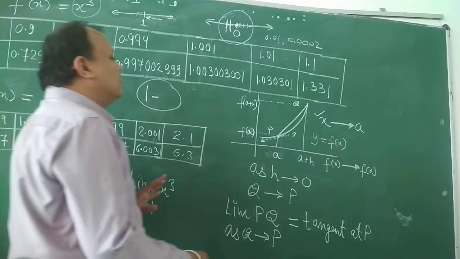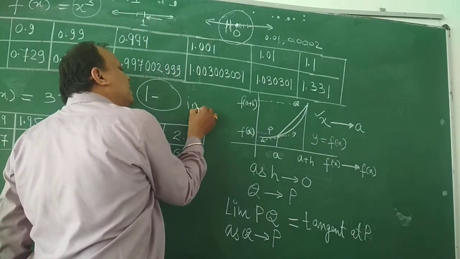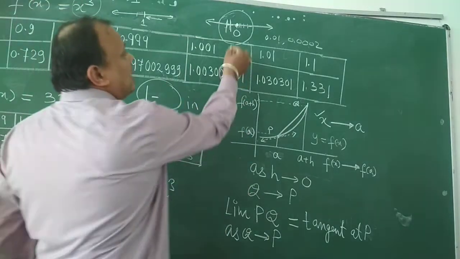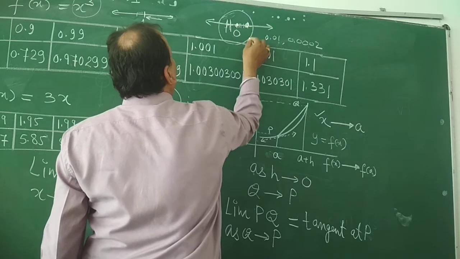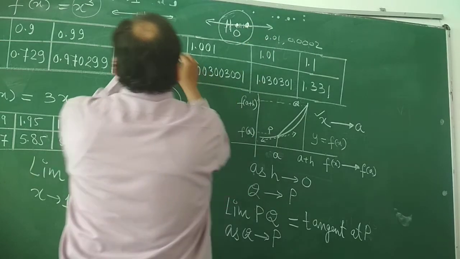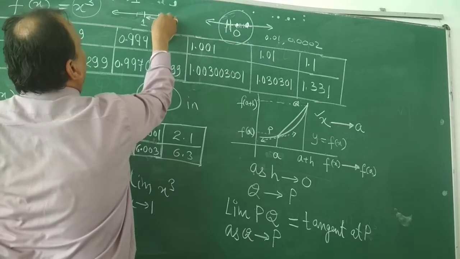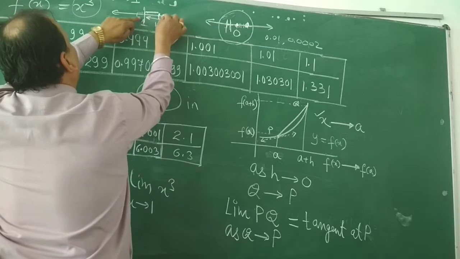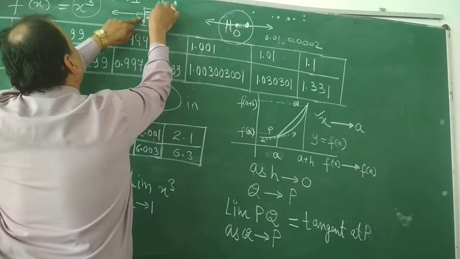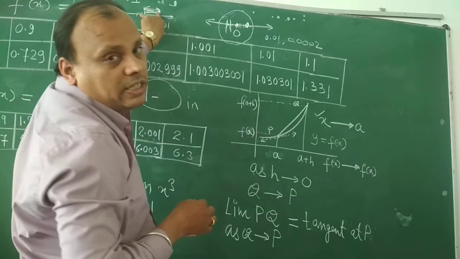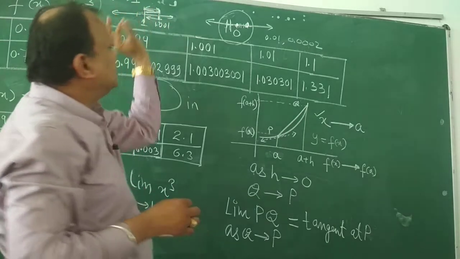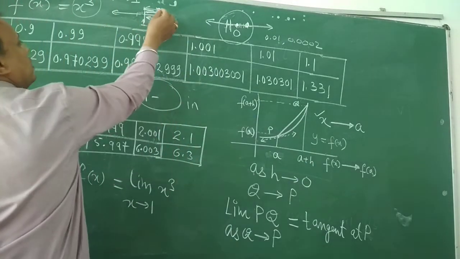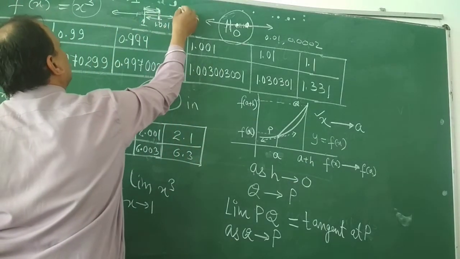We can say in mathematical terms, infinitesimal. That value is infinitesimally very small. That means, suppose you take any value over here, for example 1.001. The difference between 1 and 1.001 is negligibly small, it is infinitesimally small.